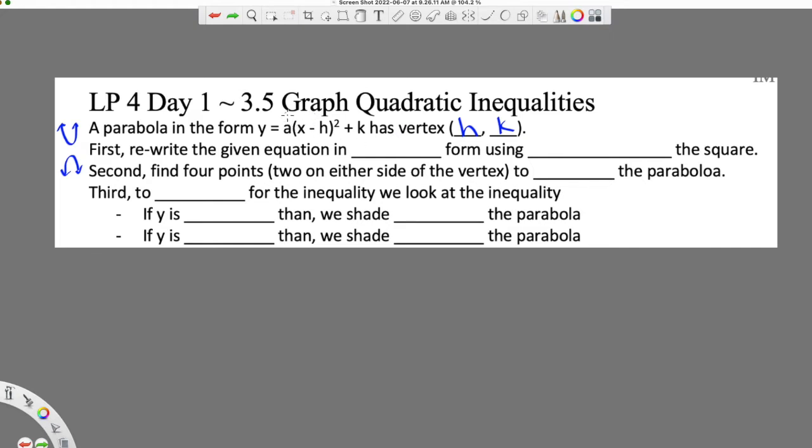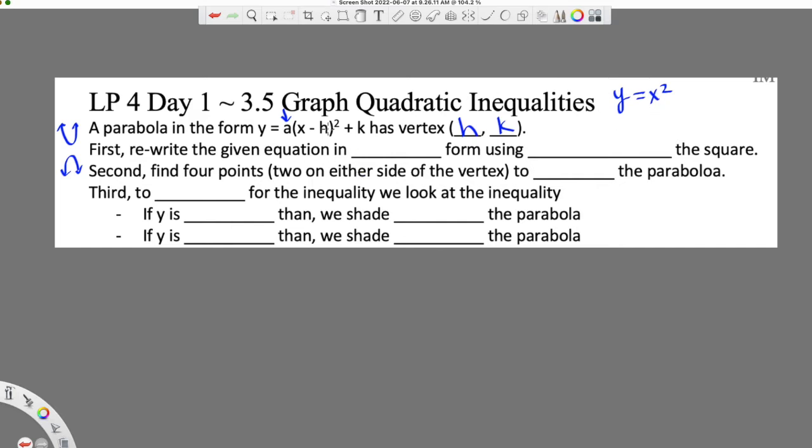And then this a also tells us very quickly, is it opening up or down? So if it's positive, it's going to open up like this. If it's negative, it's going to open down, right? And then they all do something to the graph as well, because the regular graph would just be y equals x squared like this. This is the parent graph, and it has a very specific shape to it, it's very uniform. They're all uniform, but it's the parent, meaning it's the basic one.